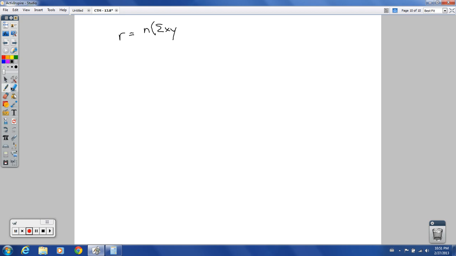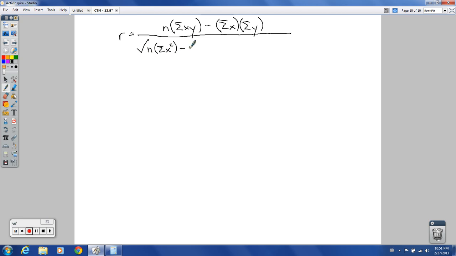I feel like I should move this a little bit this way, though, to put it in the center of the fraction a little bit better. So let's see. This minus the sum of the x's times the sum of the y's. All that is over the square root of n times the sum of the x squared values minus the sum of the x values squared. And then that times the same thing with the y values. N times the sum of the y squared values minus the sum of the y values squared.